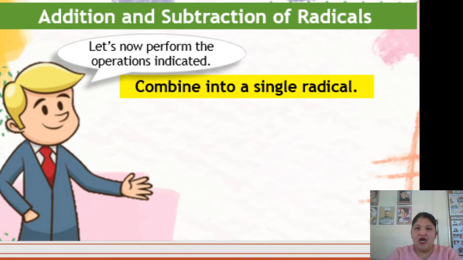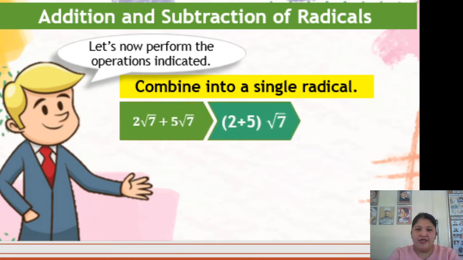Let us first perform the operations on how to combine into a single radical. For example, we have 2 square root of 7 plus 5 square root of 7. We just add 2 plus 5 and keep the square root of 7, since the radical in the given equation is the same. Our answer would be 7 square root of 7. We add the whole numbers 2 plus 5, which equals 7, and keep the square root of 7, since square root of 7 has no perfect square.